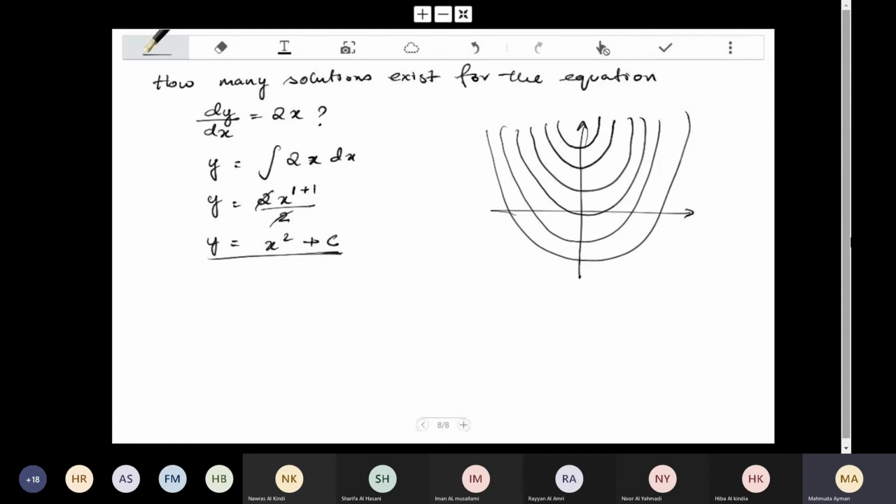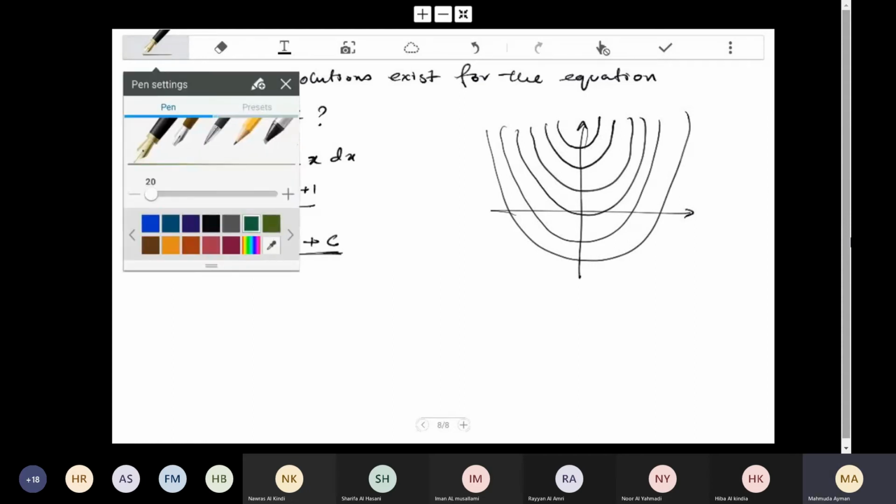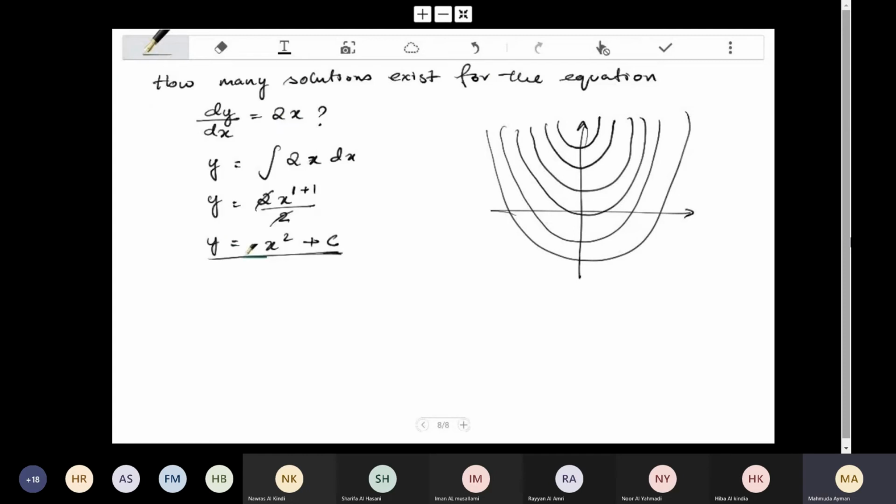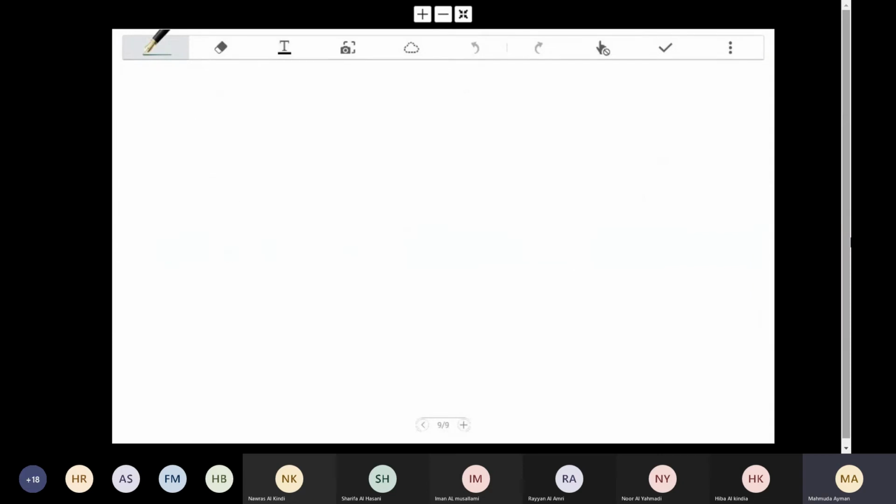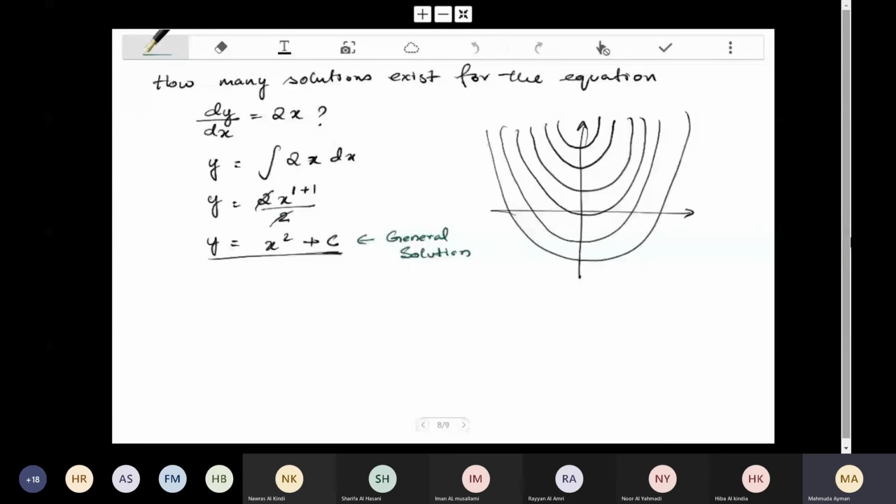So what we say is that this here is a general solution, and it describes a family of functions that all satisfy the differential equation that's given to us. Now, how do we find a particular solution?